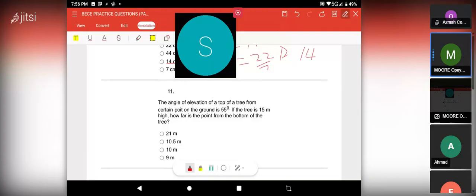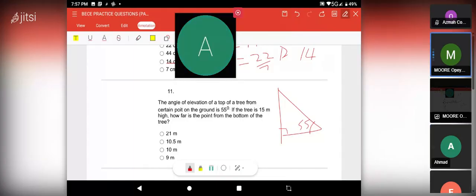The angle of elevation of the top of a tree from a certain point on the ground is 55 degrees. If the tree is 15 meters high, how far is the point from the bottom of the tree? So a question like this, you need to draw the right angle triangle. I have told you before now that any question that has to do with angle of elevation and depression, the real application is a right angle triangle. And once you draw that, we have said that this is angle 90. We have said that elevation is the same as depression. So you put your angle here, that is angle 55.